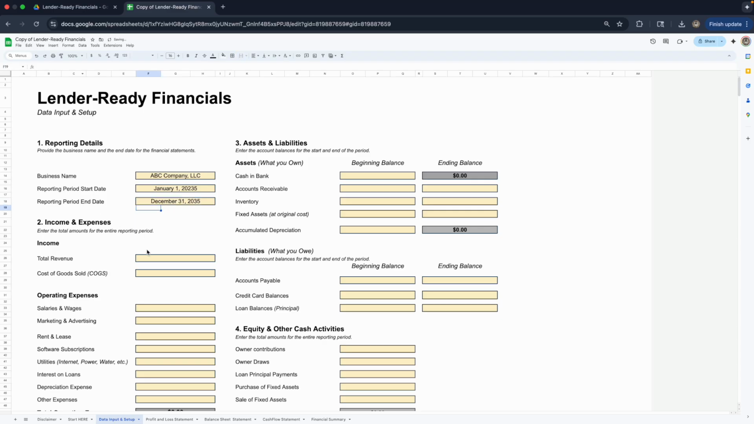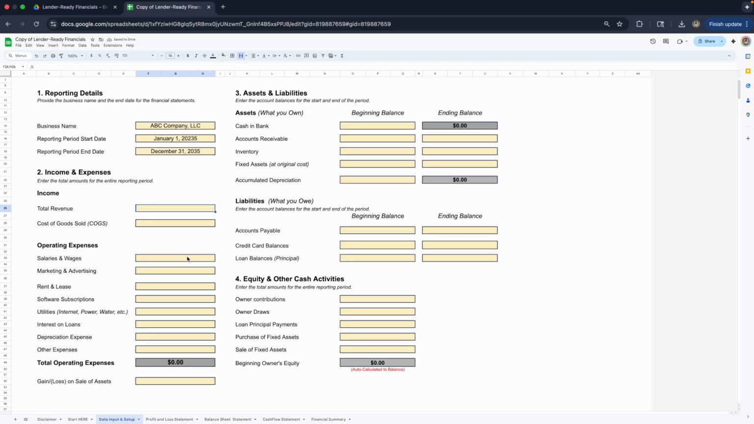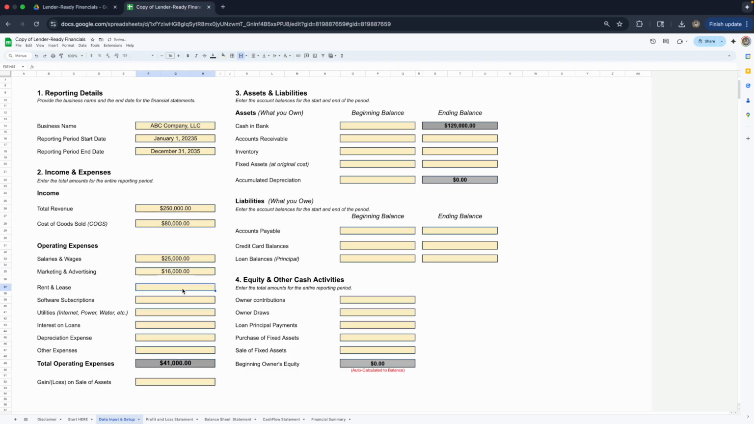Let's say total revenue we have 250,000. Cost of goods sold would be 80,000. Salary and wages, let's say we paid 25,000. Marketing 16,000. Rent and lease, let's say 12,000. Software 6,000. Utilities, say 8,000. Interest on loan, let's say we pay 5,000.